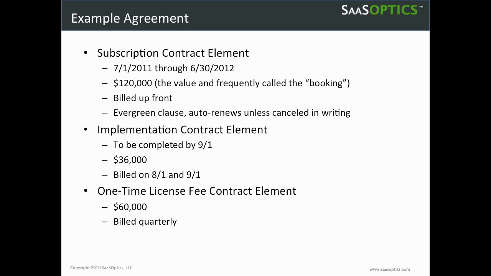And then the third component is a one-time license fee contract element. It's a $60,000 one-time fee. We used to charge these at my old company, Marketing Central, and we called it the college fund. We just used it as a cash flow generator. We just charged people a license fee, and in this case, we've agreed to bill it quarterly.